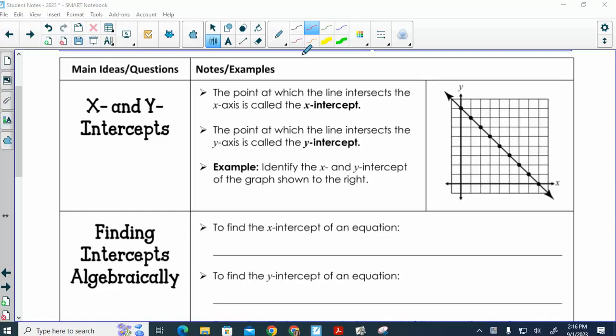Basically it has the word intercept. Okay, so that's where something touches. So an x-intercept is where the line touches the x-axis. Y-intercept is where it hits the y-axis. Okay, so you are just looking for the ordered pair where it hits each axis. So this is my y-intercept. This one is my x-intercept.